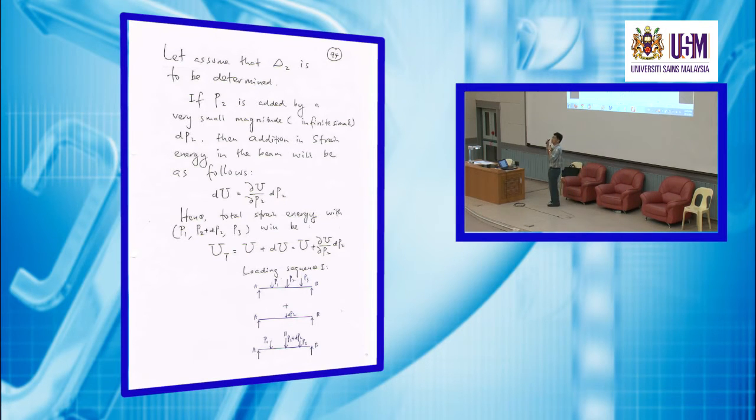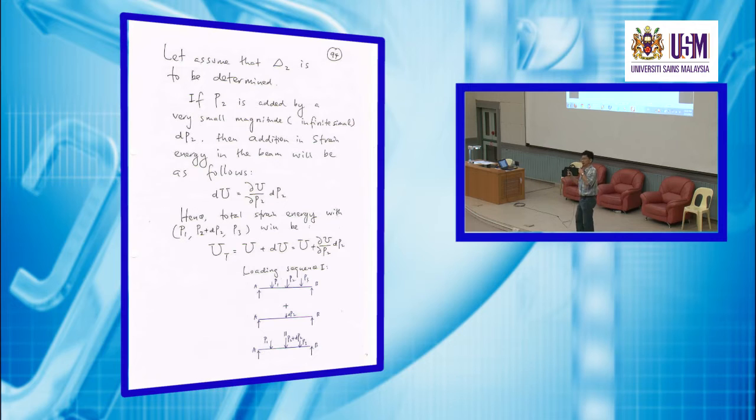Okay. The small change in the load causes a small change in the strain energy. So when you add P1, P2, P3 plus a very small dP2, the total strain energy now becomes this one plus the extra one. Originally you had this, and because of the addition you get this extra. So this is the energy now stored in the system. The sequence is P1, P2, P3 first, then you add a small dP2 at the point where P2 is acting.